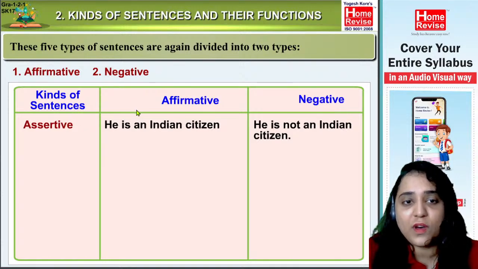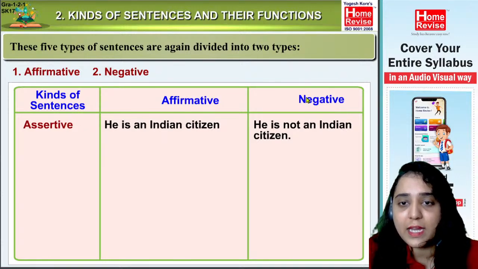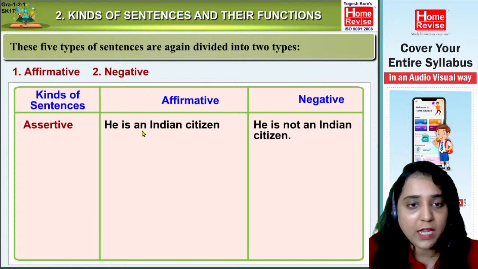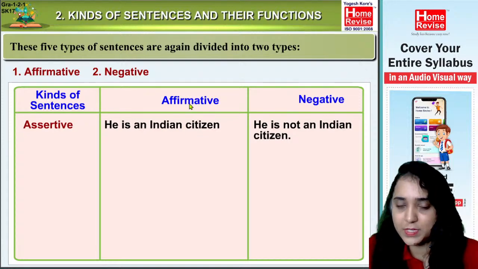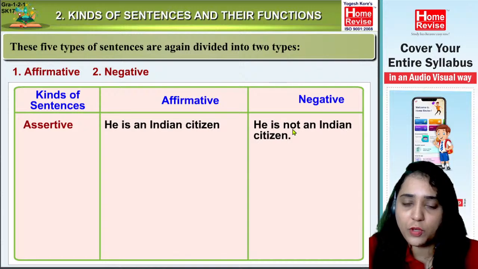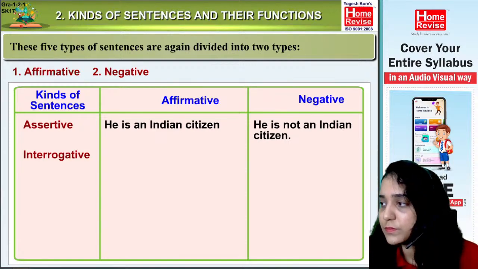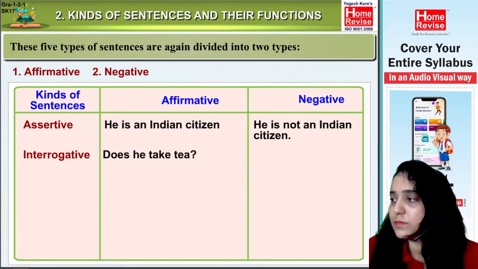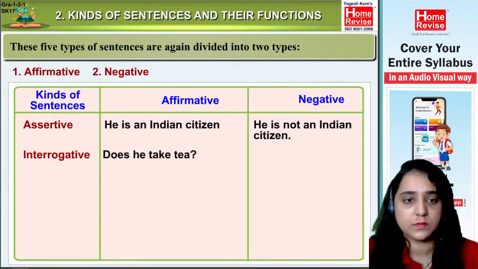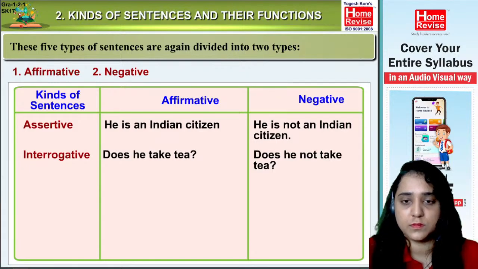So assertive is further divided into affirmative and negative. When you don't have any negative word, it is affirmative. That is a positive statement. And if you have not over here, that means it is a negative statement. Okay, next. Interrogative, affirmative: Does he take tea? Interrogative, negative: Does he not take tea?